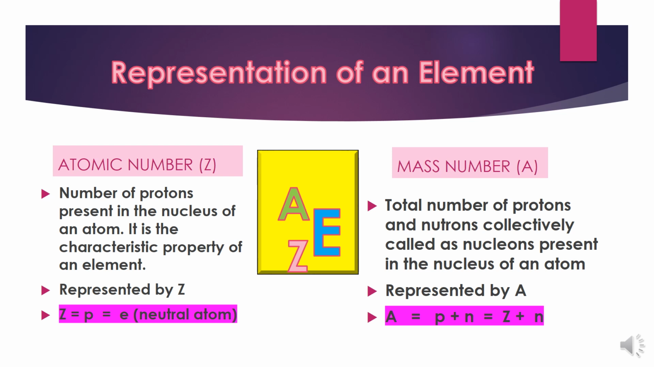As you have already done these concepts in your junior classes also, the atomic number of any element is the characteristic property of an element and it is equal to the number of protons present in the nucleus of an atom, and a neutral atom always has an equal number of electrons and protons. Hence, for a neutral atom, you can also say that the number of protons is equal to the number of electrons. So, we can have Z is equal to P, or it may also be equal to E for a neutral atom. But specifically, atomic number is the number of protons present in the nucleus.